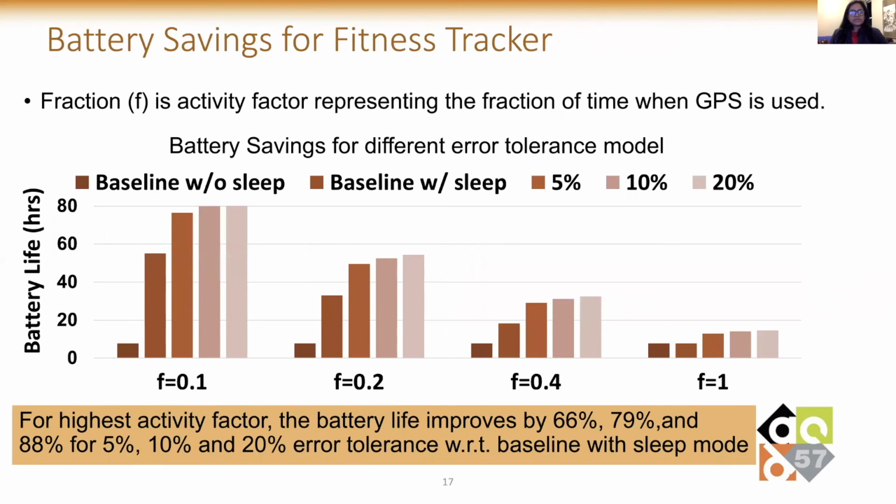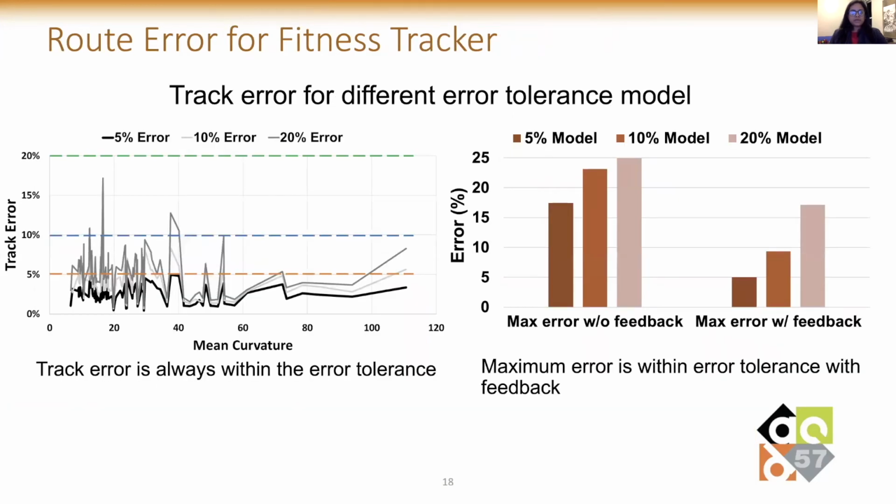We show battery life across error tolerance models and for various activity factors, which represents the fraction of time when GPS is used. For the highest activity factor, the battery life improves by 8% for the 20% error tolerance model. On the left, the track error across all tracks, and we find the average error is within the set tolerance limit. The plot to the right shows the maximum error to present benefits of the error feedback mechanism. With the feedback mechanism present, even the maximum error is within the set tolerance.